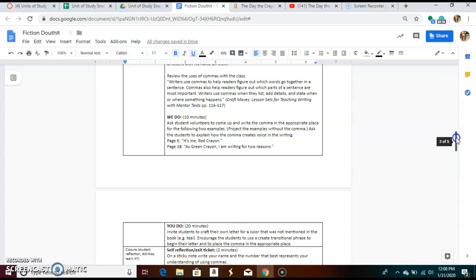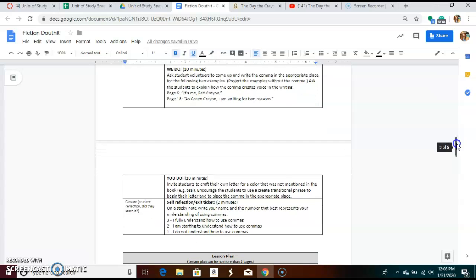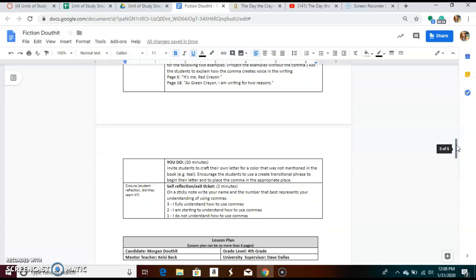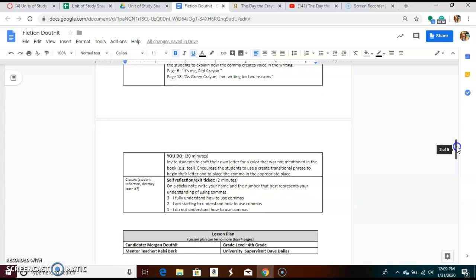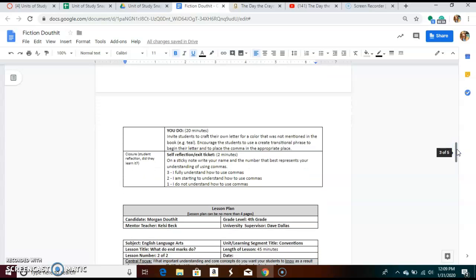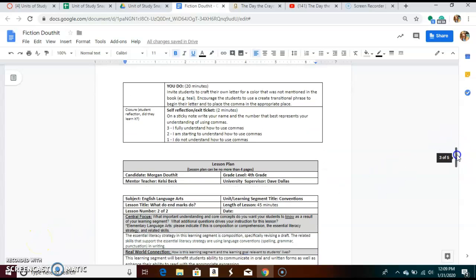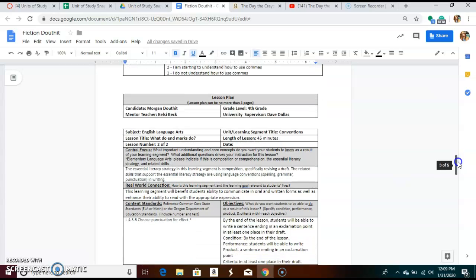Then the you do, where they're independently working, I would invite them to craft their own letter for a color that was not mentioned in the book, like teal, and encourage the students to create a transitional phrase to begin their letter and to place the comma in the appropriate place. At the end of the lesson, I would just have them write a 3, 2, or 1, depending on how they feel about their understanding of using commas related to transitional phrases. Moving on to my second lesson, same central focus, same real-world connection.